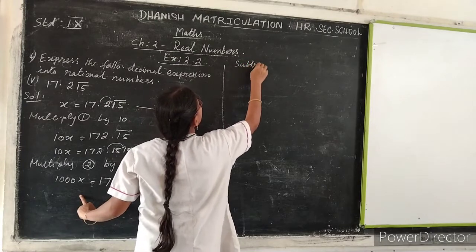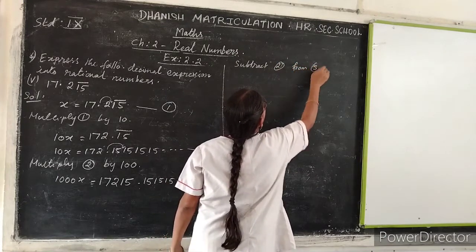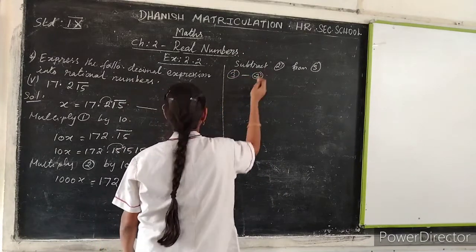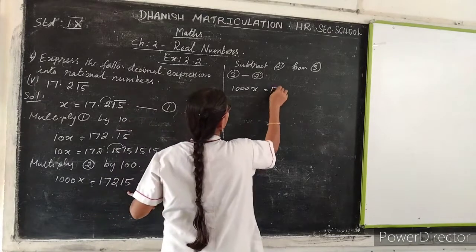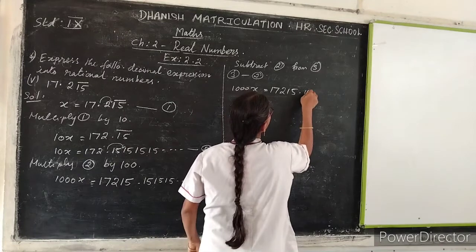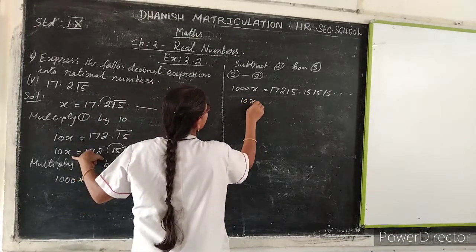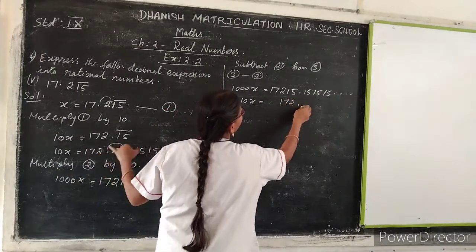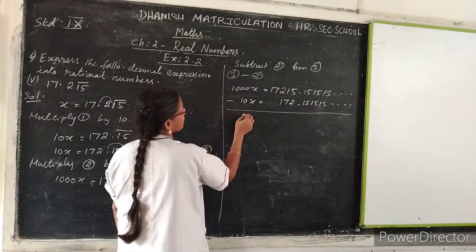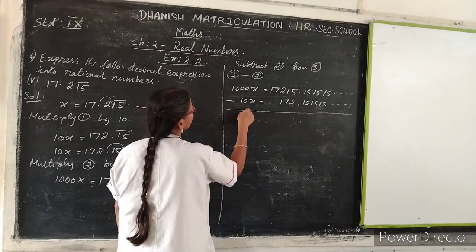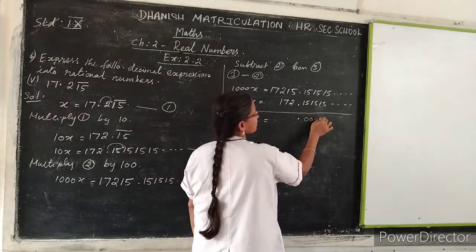Subtract. The third equation: 1000x is equal to 17,215.151515 etc. The second equation is 10x is equal to 172.151515 etc. Now subtract: 1000x minus 10x is 990x is equal to, here after the decimal point all digits are 0.